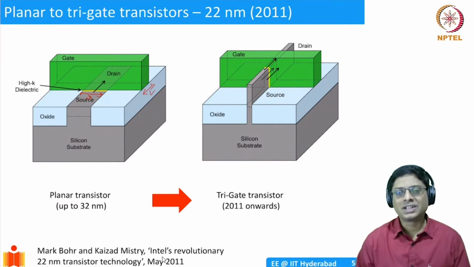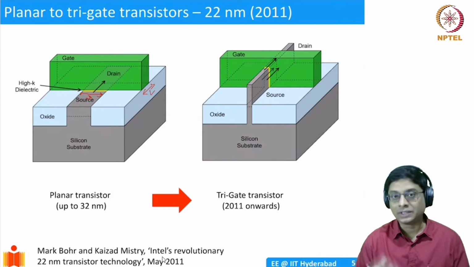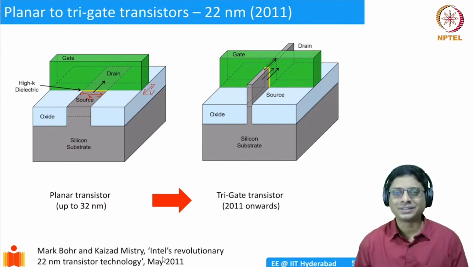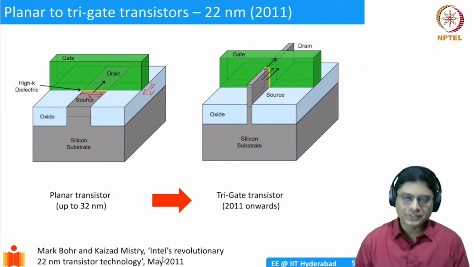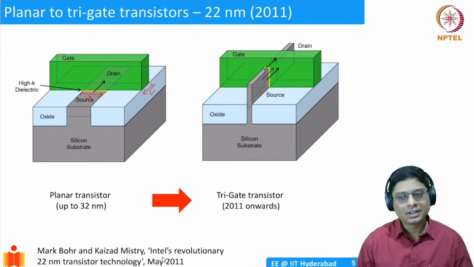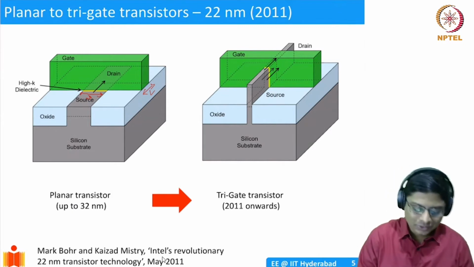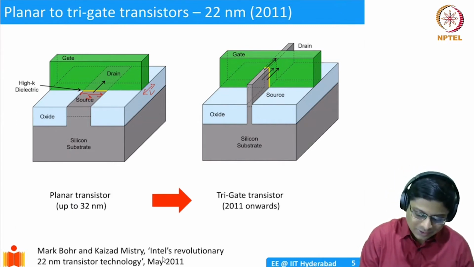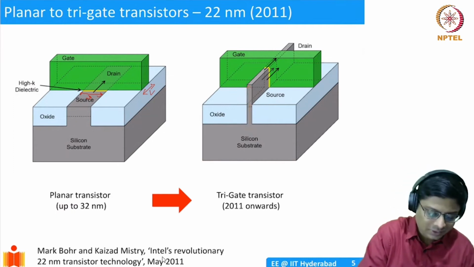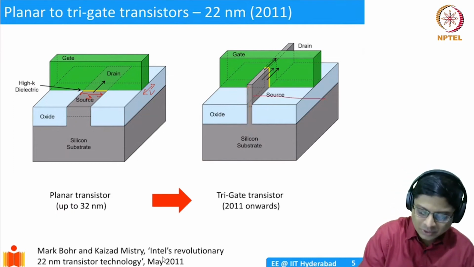But the challenge was that it was becoming increasingly difficult to control the inversion charge with the gate voltage. So Intel came up with a very revolutionary technology. Of course, this was also studied for some time, but it was finally introduced in 2011. The idea was that we will not have a planar technology anymore, but we will have an out of plane silicon. So now the silicon substrate is actually coming up like this as a thin slab. We call it a fin. Now it's more popularly known as a fin.